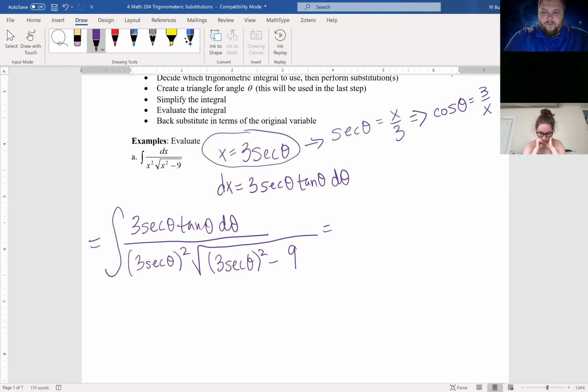Knowing that, I can create a triangle, a right triangle specifically. I'm going to call this angle theta. So cosine of the angle, that is the adjacent side over the hypotenuse. So the third side of the triangle is the square root of the hypotenuse squared minus this side squared.